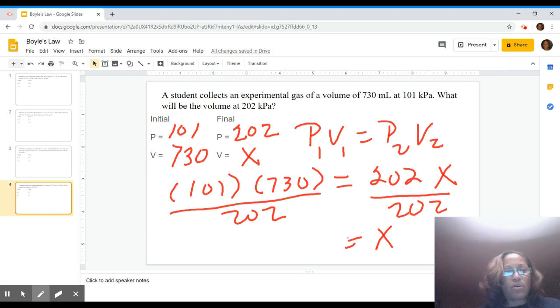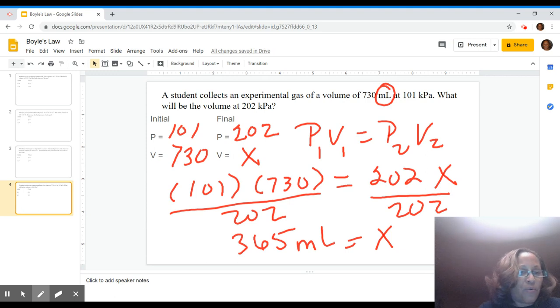X is going to equal 365, and that's a volume. So what are my units? Well, if the initial volume was in milliliters, the final volume is in milliliters. All right. I hope that helps.